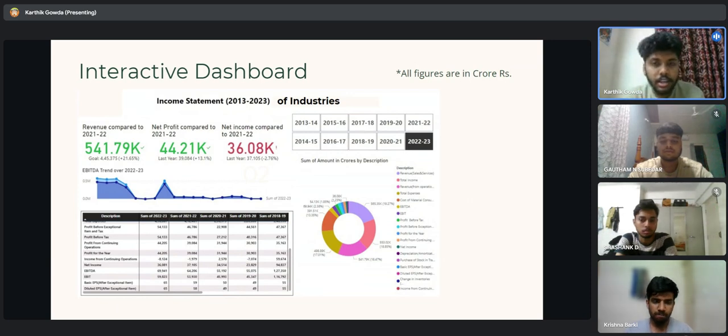So, as my friend explained, how we can analyze the company's profit and loss statement, and based on that how we can compare the revenue year wise and the net profit and net income. Not only this, we can also see the company's fundamentals and technicals, so that we can see the growth of the company based on that.